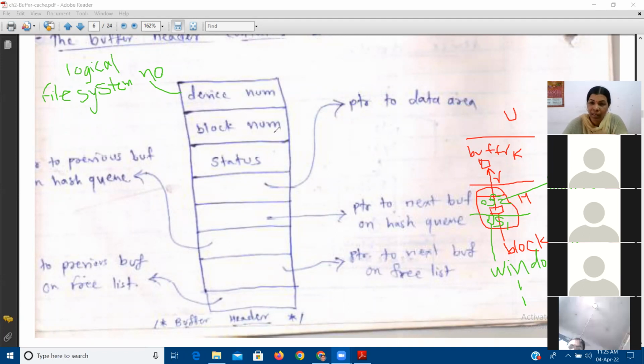Second field is the block number. So there are n number of blocks.